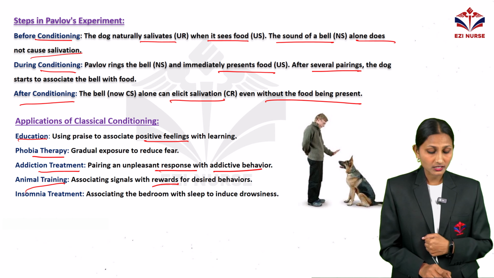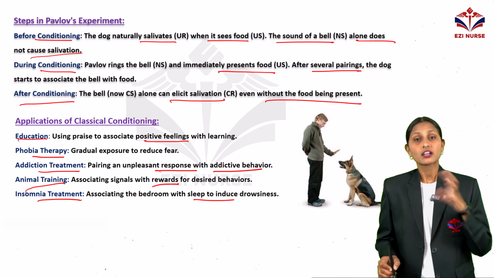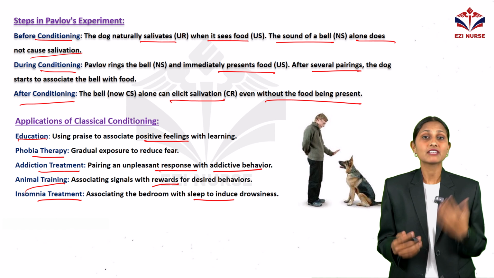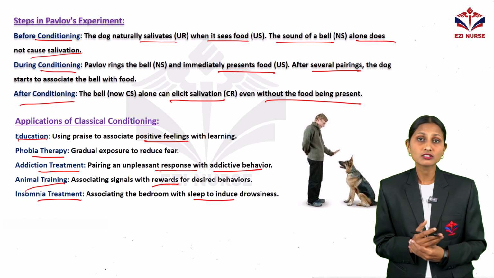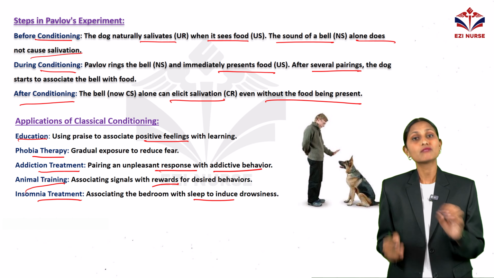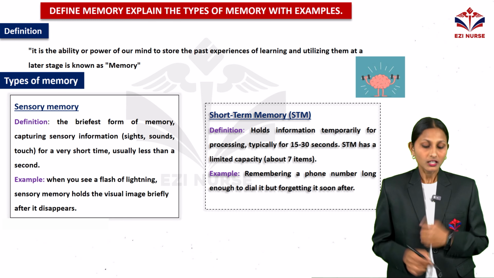Next one is insomnia treatment: associating the bedroom with sleep to induce drowsiness. If a person has insomnia and is not getting sleep, what can the person do? They can associate the bedroom with sleep, and then only will they feel drowsy. So this is the learning.